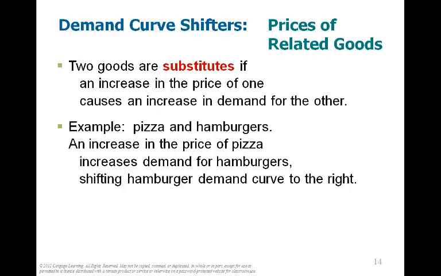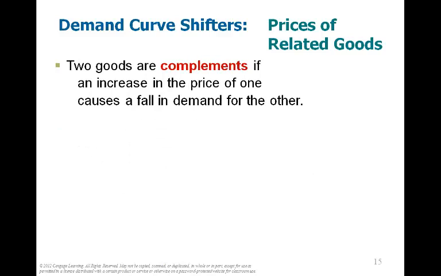So just notice that for substitutes, an increase in the price of one causes an increase in the demand for the other one. 2 goods are complements if an increase in the price of one causes a fall in demand for the other one.